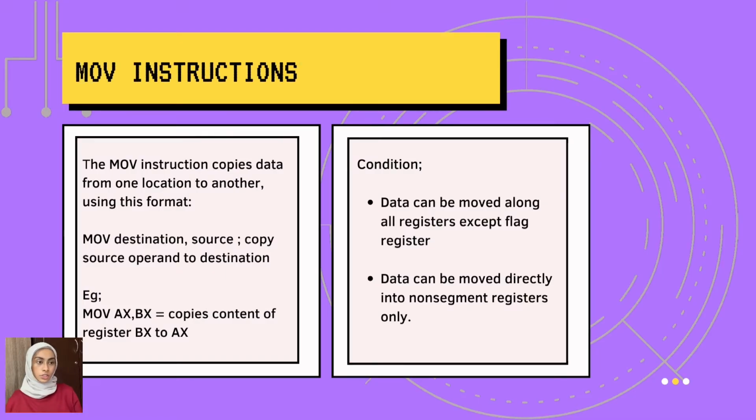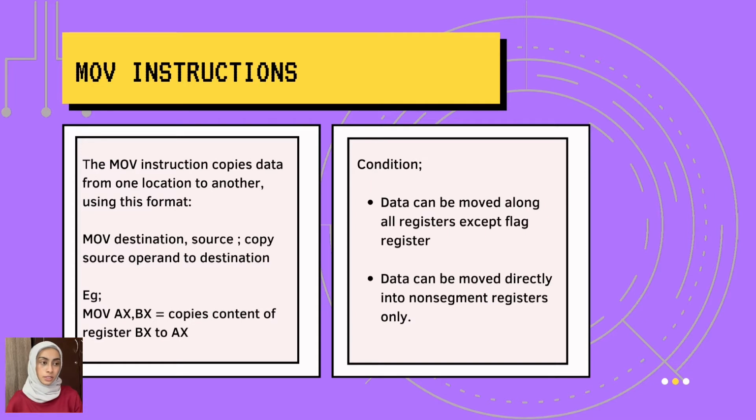The MOV instruction copies data from one location to another using this format: MOV destination, source, which means it will copy the source operand to the destination. For example, if you write MOV AX, BX, it will copy the content of register BX to AX. The MOV instruction can be executed depending on a few conditions.